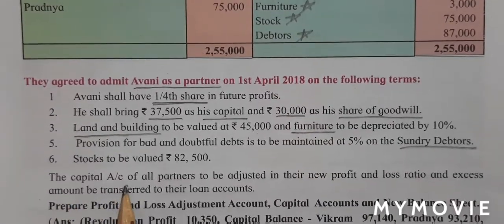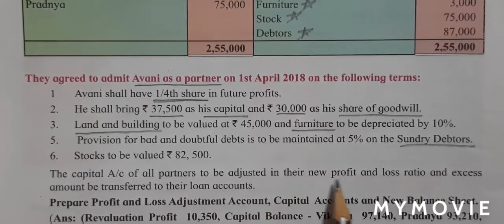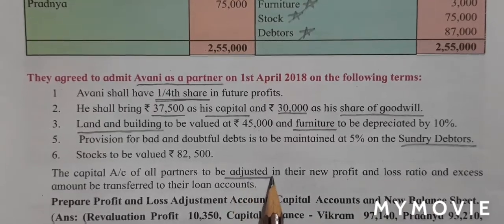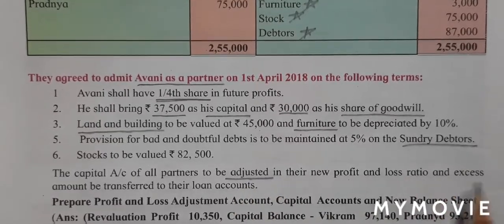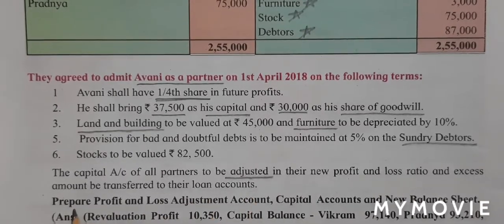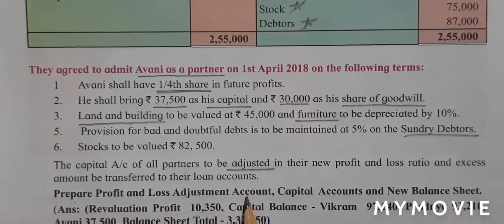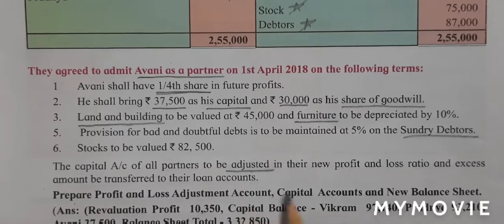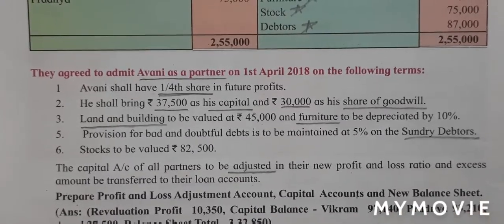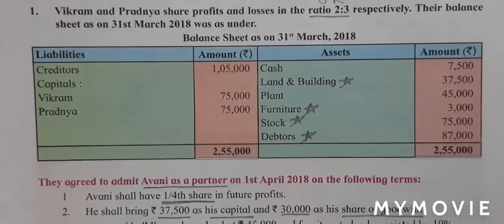The capital accounts of all partners are to be adjusted in their new profit and loss ratio. So we have adjustment of capital, and the excess amount is to be transferred to their loan account. They have asked us to prepare the profit and loss adjustment account, which is also called the revaluation account, the capital account, and the new balance sheet. So students, we have read the question and we are now ready to begin to solve.